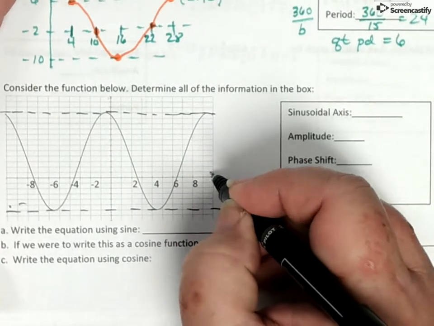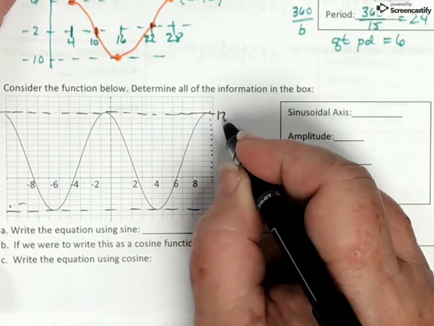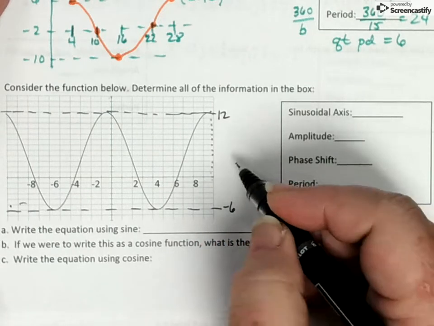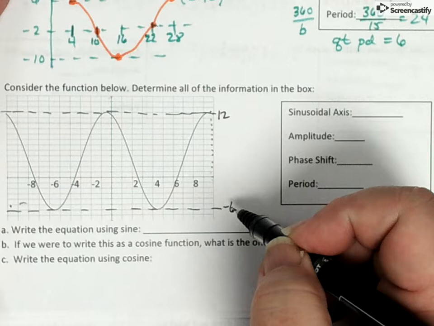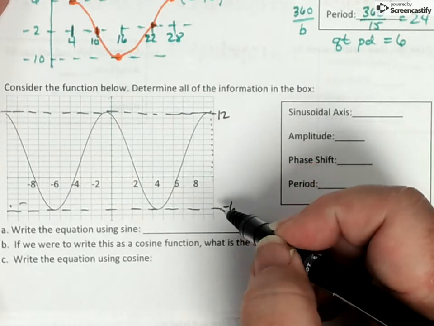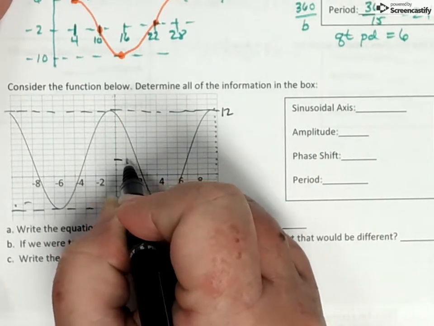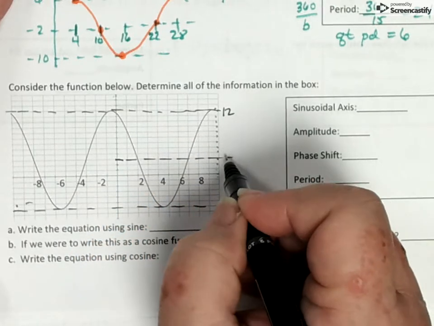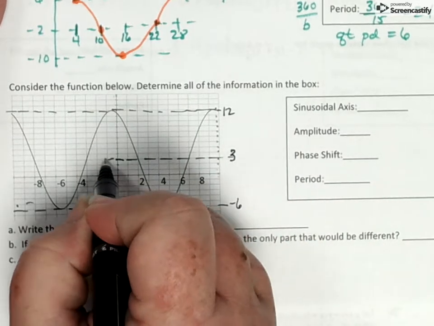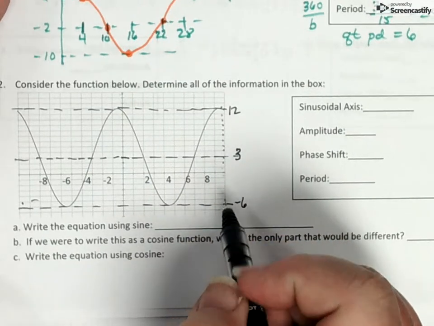So when I counted 1, 2, 3, 4, 5, 6, 7, 8, 9, 10, 11, 12, my maximum line was at 12. My minimum line was at -6. Halfway in between 12 and -6, that's an 18 unit distance. Halfway in between is when y equals 3, because 9 from 12 is 3, and 9 from 3 is -6. So there's my maximum, my minimum, and my midline.